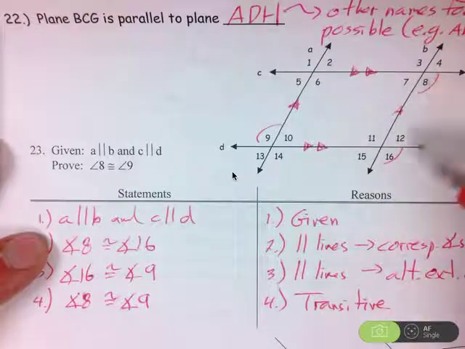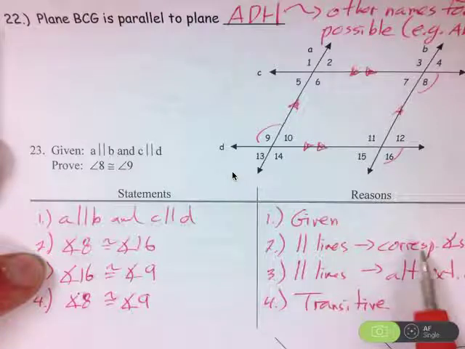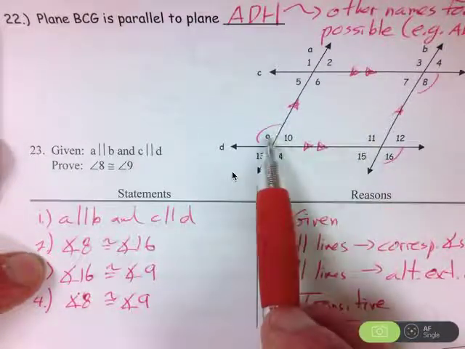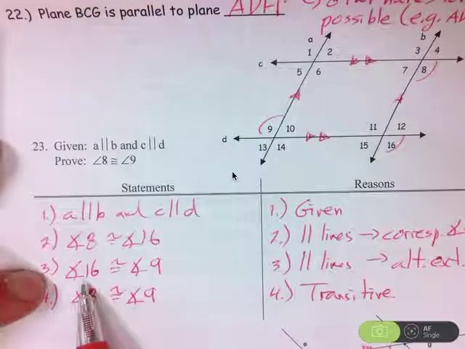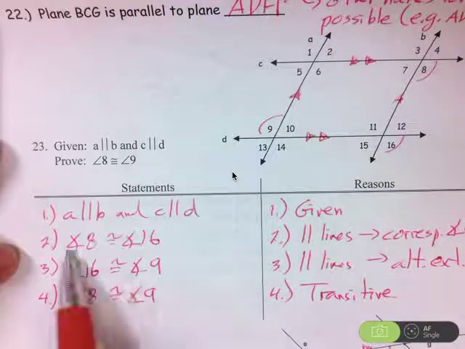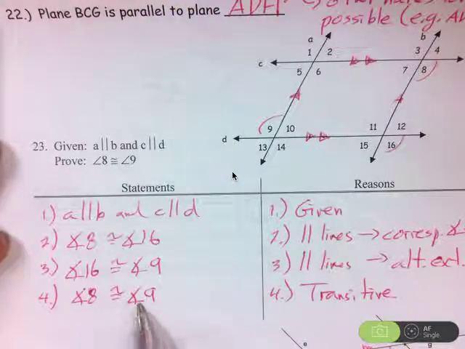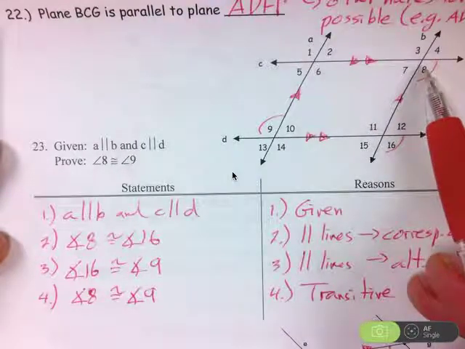So I went from 8 to 16. So I said 8 is congruent to 16 because my parallel lines give me corresponding angles that are congruent. And from 16, I can connect that directly to 9. Those are alternate exterior angles. So I know angle 16 is congruent to angle 9 because the parallel lines give me alternate exterior angles that are congruent. And then I can connect these relationships together using the transitive property to connect angle 8 straight to angle 9. Angle 8 is congruent to angle 9. That's the proof statement.